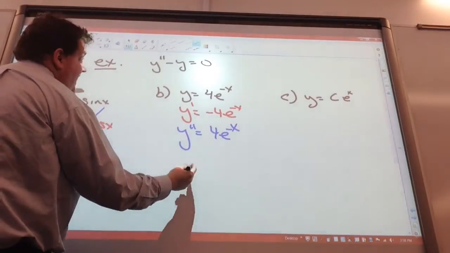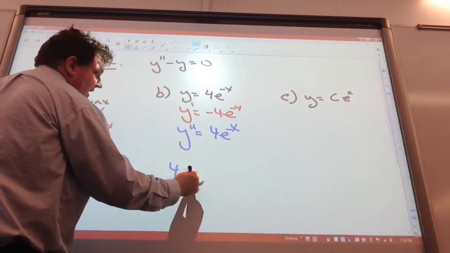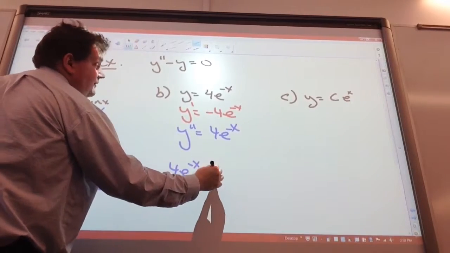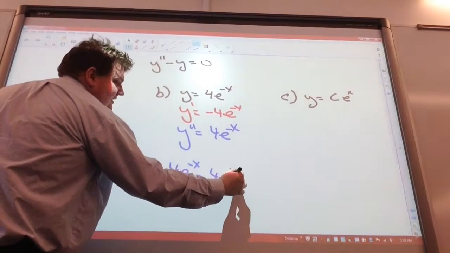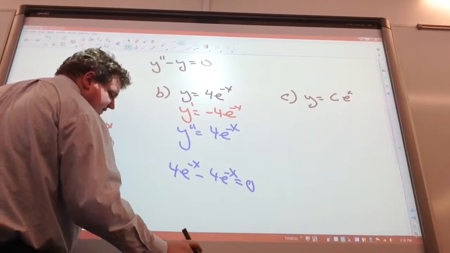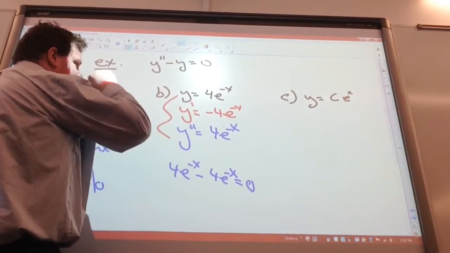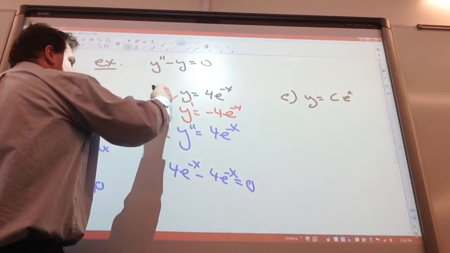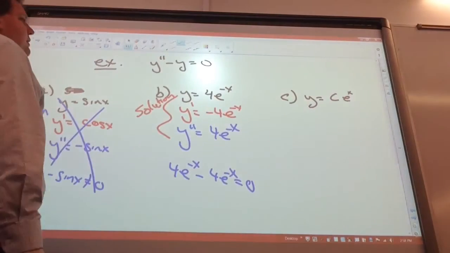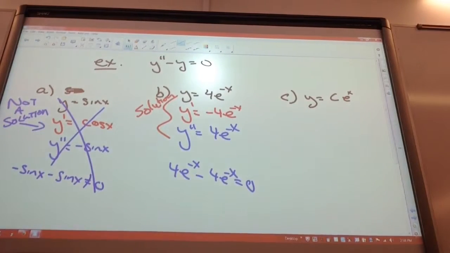Does this one work? Absolutely. 4e to the negative x minus 4e to the negative x is equal to 0. So this here is a solution, because it satisfies the equation.